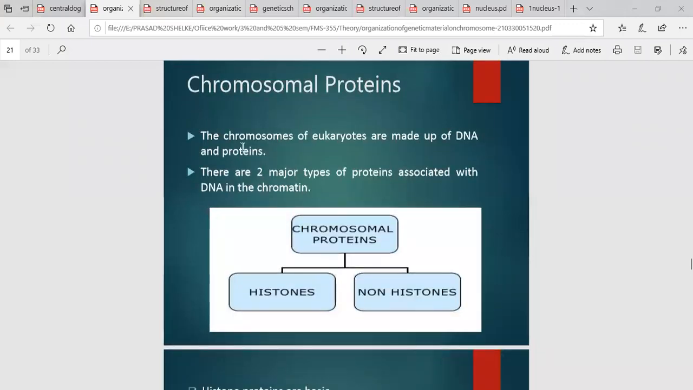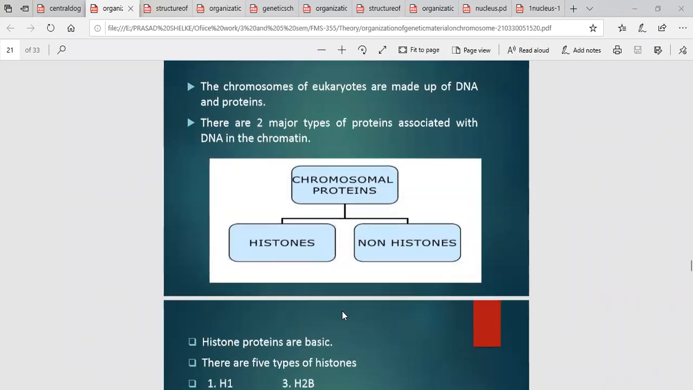Those are the types of chromosomal proteins. The first one is histone proteins and the second one is non-histone proteins. This chromatin is also compounded. It means it contains a DNA molecule and protein molecules.